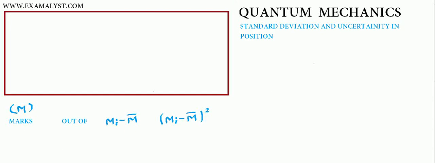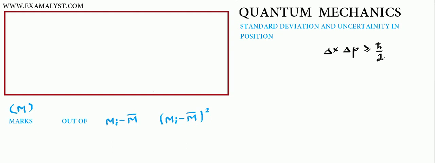So in this lecture series, we'll study the relation between the standard deviation that you have studied in statistics and the uncertainty principle in quantum mechanics. Let me remind you about the uncertainty principle. The uncertainty in position multiplied with the uncertainty in momentum is always greater than h cross by 2. Agreed. So this was the uncertainty principle.